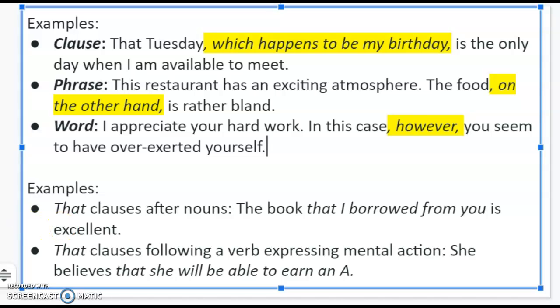So in the sentence, the book that I borrowed from you is excellent. If you follow the normal rule, this would technically be the stuff that is maybe not necessary. The book is excellent. It doesn't really matter that it's borrowed from the person. But when the phrase starts with that, then you don't follow this rule. All right?